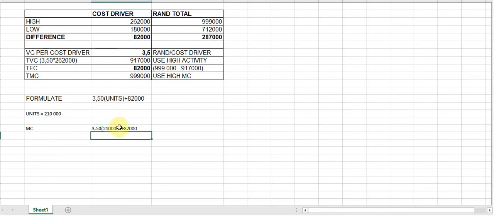If I do that calculation and add my fixed cost to it on Excel, I get 817,000. So if we want to make 210,000 units next year, we will spend a mixed cost of 817,000. I hope that you are starting to get the hang of this.